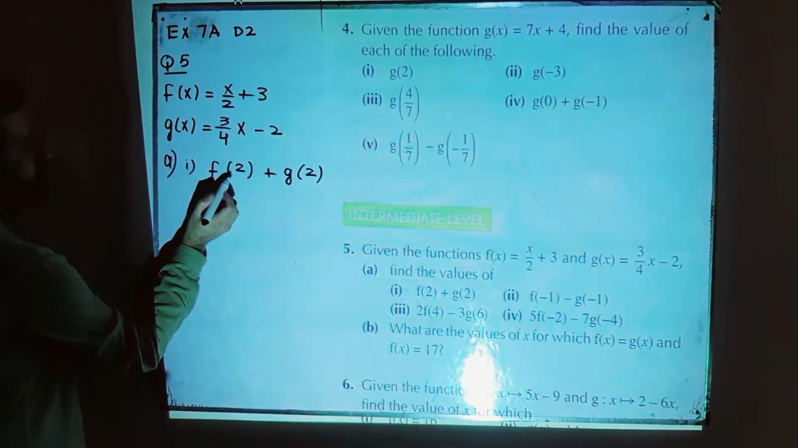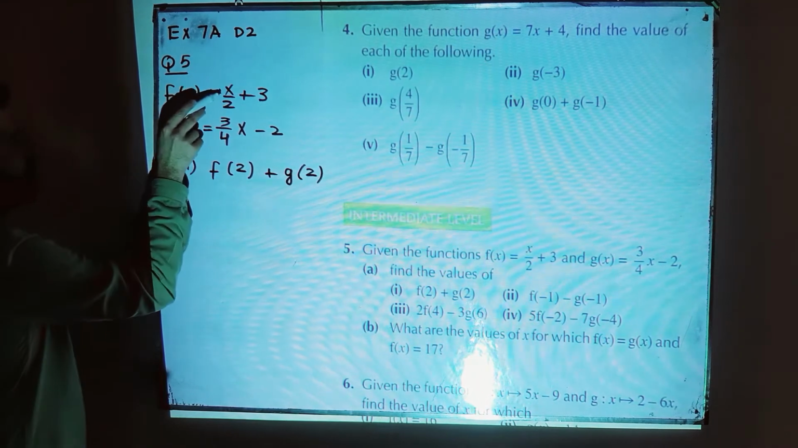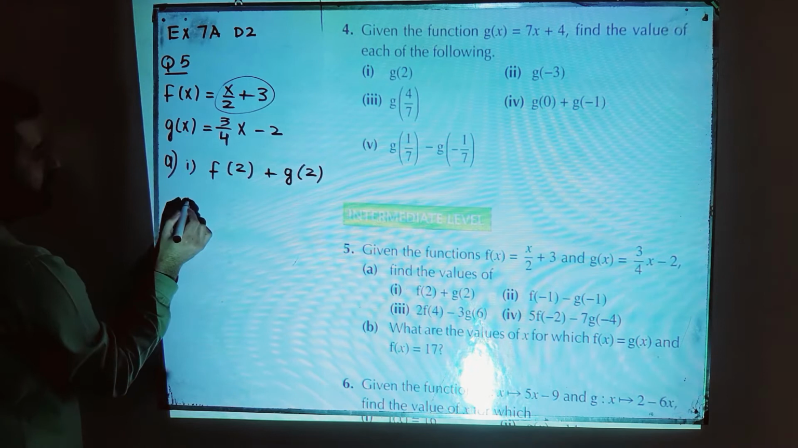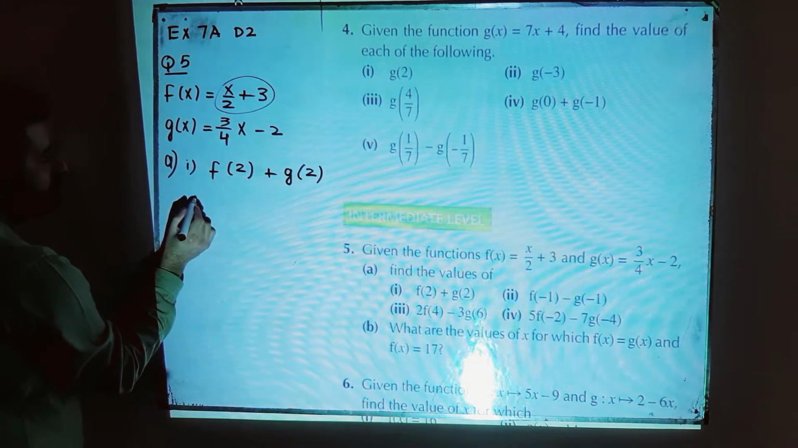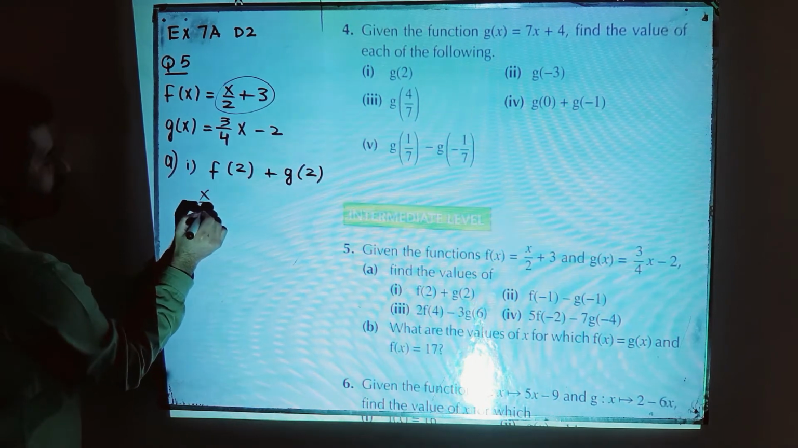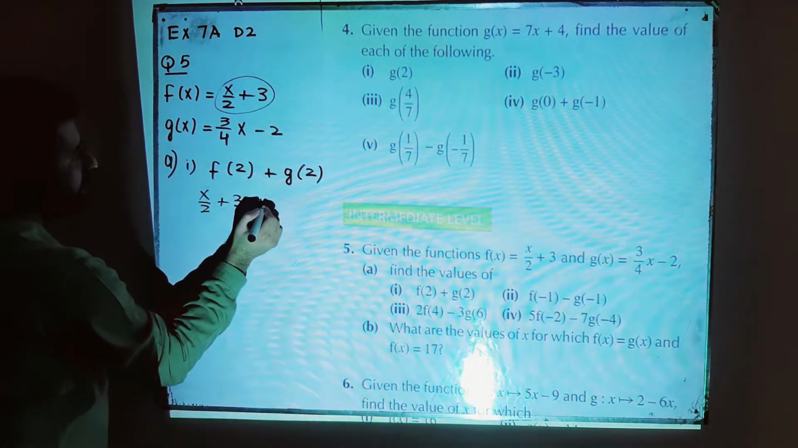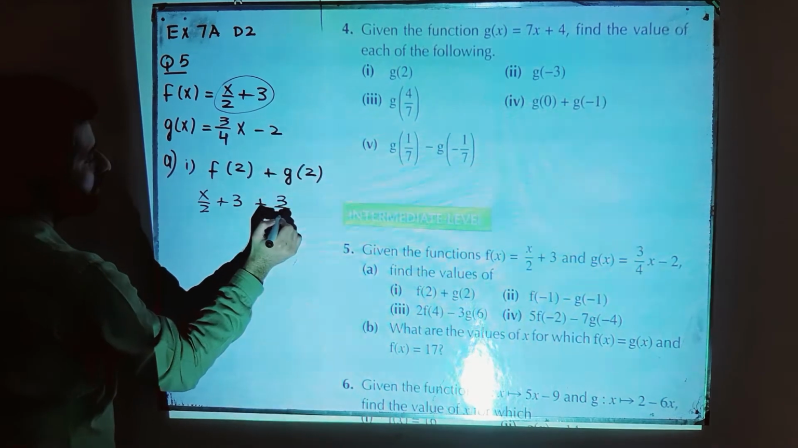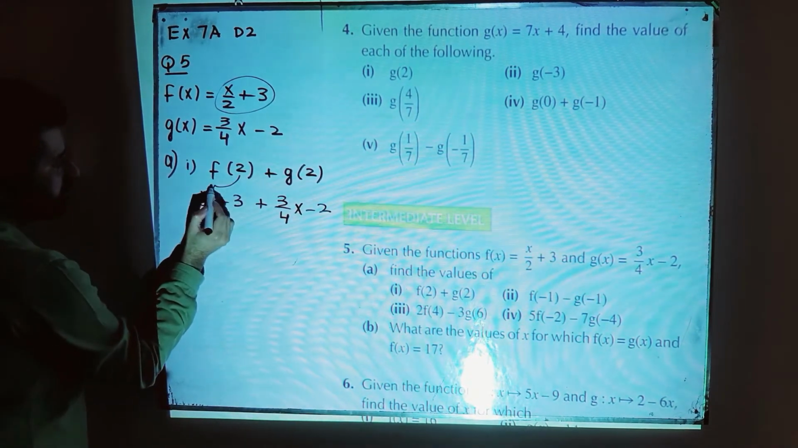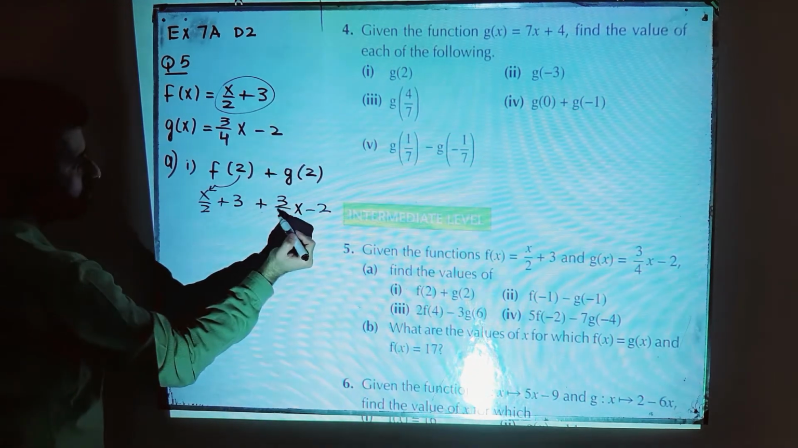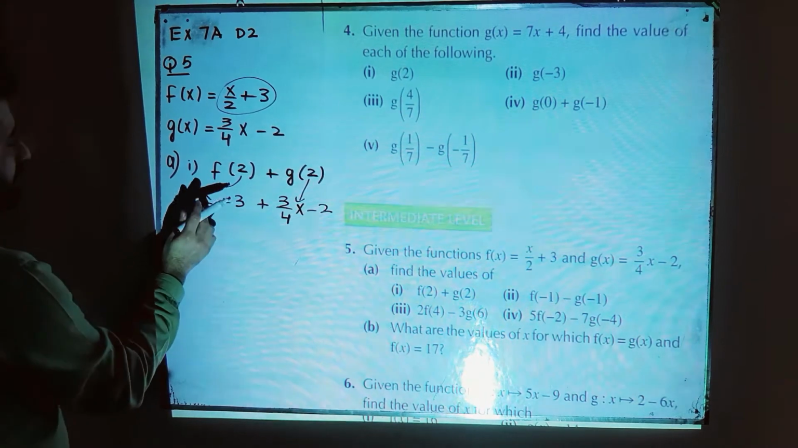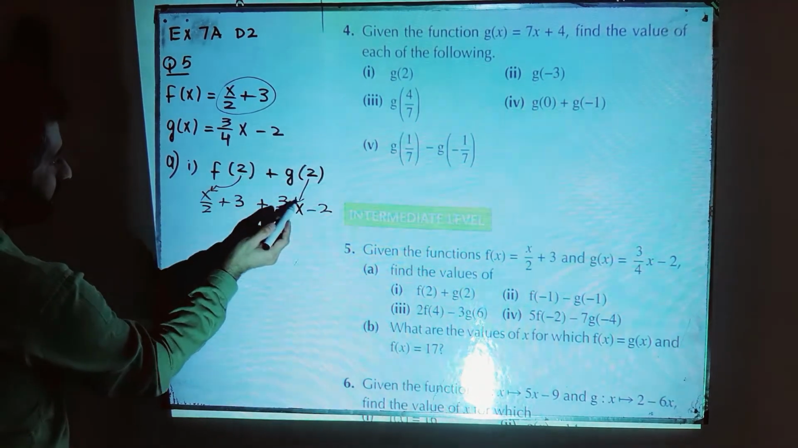Now you have to replace this x by 2 over here. So that is equal to, basically just write down the function f(x), x over 2 plus 3, and g(x) is 3 over 4 x minus 2. Now just simply replace x by 2 and x by 2. You need to replace this x by 2 and this x by 2.